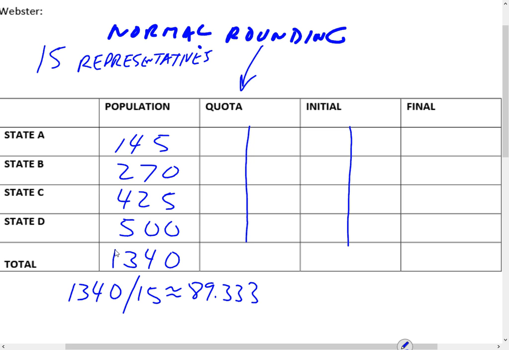What do you do with the 89.333? Divide all of your states. 145, 270.